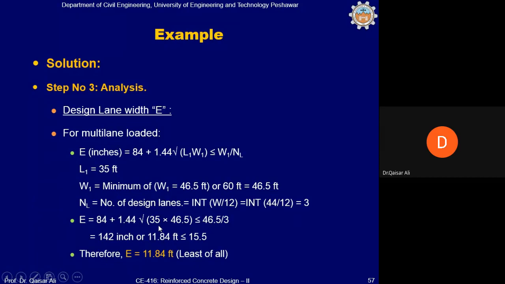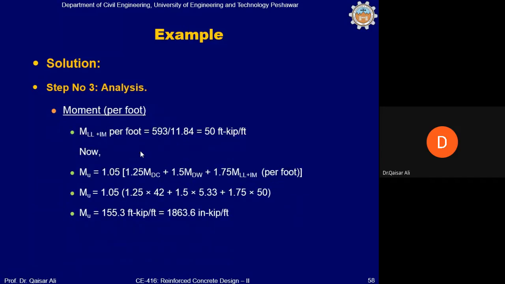As was discussed in the previous slides, the least of these two E values will be taken in our calculation. The least is 11.84 feet, which is coming from the multi-lane loaded equation of E. So now we will divide our bending moment by this E. The bending moment, which is 593, will be divided by 11.84. So this gives us a bending moment of 50 foot kip per foot. Now we will calculate the amplified bending moments.